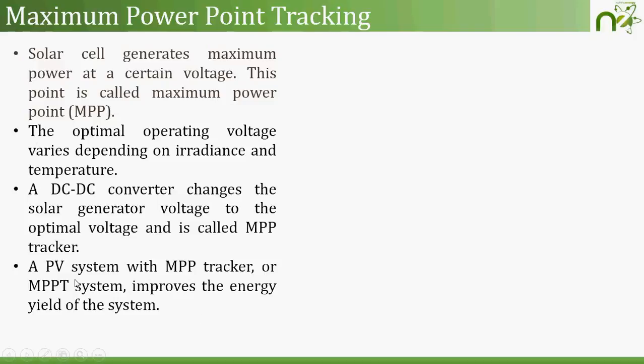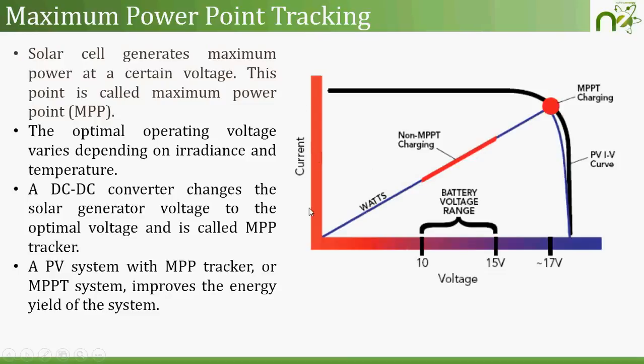A PV system with an MPP tracker, an MPPT system, improves the energy yield of the system, because a higher voltage will give a higher current, and a higher current has a direct effect on higher energy. Let's look at an example where the current is on the Y axis and voltage is on the X axis. If the battery range voltage is normally from 10 to 15 volts, and you want to increase it from 15 to 17 volts, we use the DC to DC converter, that is the maximum power point tracking system. At 17 volts it will have the maximum energy generated. So normally you are generating a voltage of 15 volts, but with MPPT you are generating a voltage of 17 volts. So of course it is increasing the energy generation of a solar system. This is called the PV, that is photovoltaic, I is current, V is voltage, IV curve.